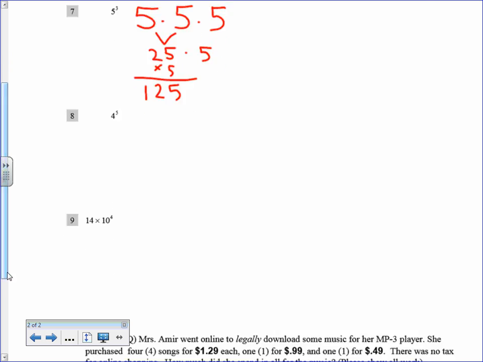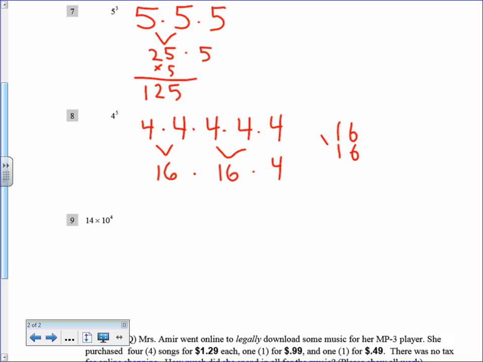Number 8's a little harder. 4 to the fifth power. 1, 2, 3, 4, 5. My advice, do it this way. 16 times 16 times 4. Not that you can't go 16 times 4 and that answer times 4, but you might make a mistake.